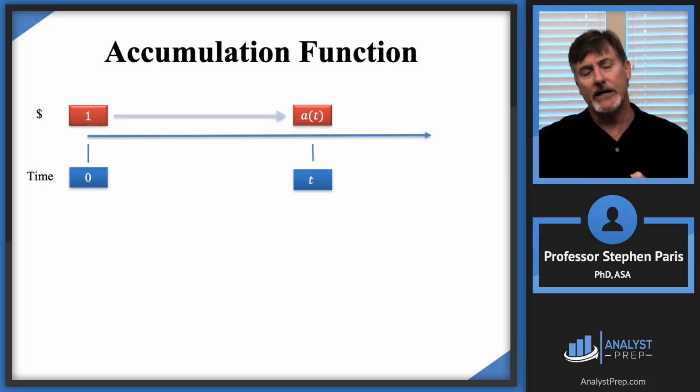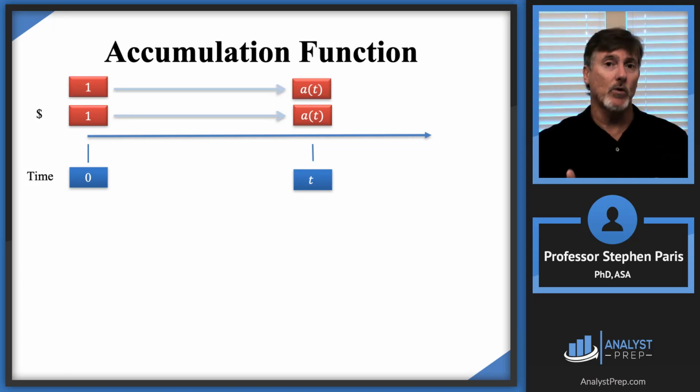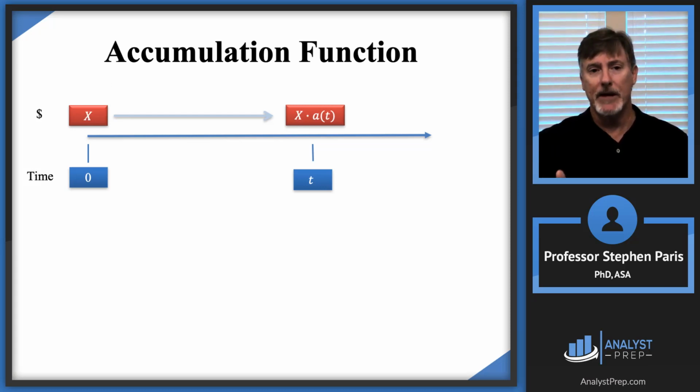So now what if I had an amount other than 1 invested at time zero? Maybe I had $2 invested at time zero. Well, I can think of that $2 as a dollar in one bucket and another dollar in another bucket. Each one of those dollars accumulates to a of t. So at time t, I'd have a of t plus a of t dollars, or 2 times a of t dollars. And generally, if I had cap X dollars invested at time zero, I would have cap X times a of t dollars at time t. So I have this multiplicative property going on here.